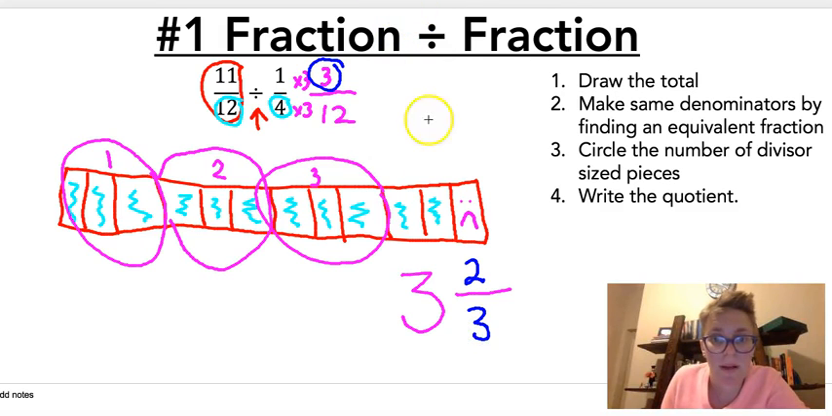I can actually check my work and say 3 times 3 is 9, plus 2 is 11, and that gets back to my original numerator. So 11/12 divided by 1/4 is 3 whole groups and 2/3.